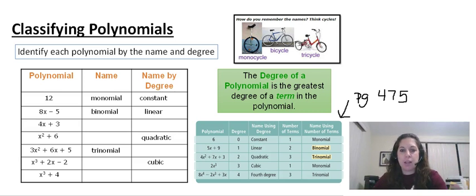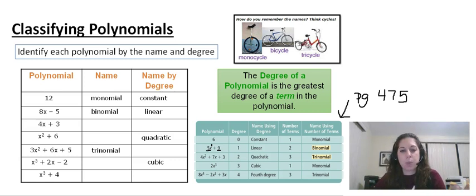5x plus 9. The degree is 1 because if I had an exponent, it would be 1. If I have a degree of 1, that is a linear equation. So basically that means if I graphed it, it would be a straight line. And there are 2 terms because there are 2 things being added or subtracted together. When there's 2, it's binomial.